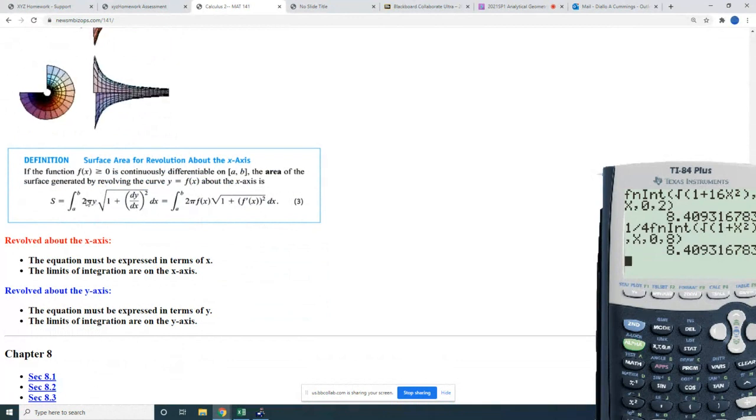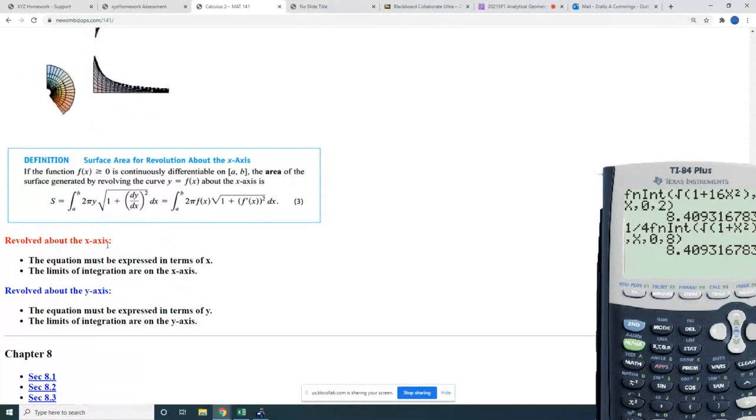So notice there's two alternative formulas here. Y and f of x are one and the same. That is simply your function given. So it's 2 times pi times the function given times the square root of 1 plus the derivative squared dx. So now here's some stipulations. And the problems that we are dealing with, they're all revolved about the x-axis. Okay, but here are the conditions that are to be met in order to use the surface area formula.